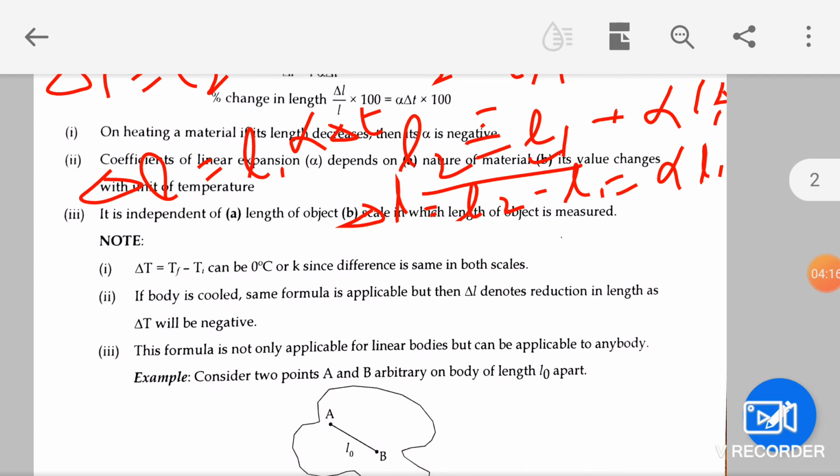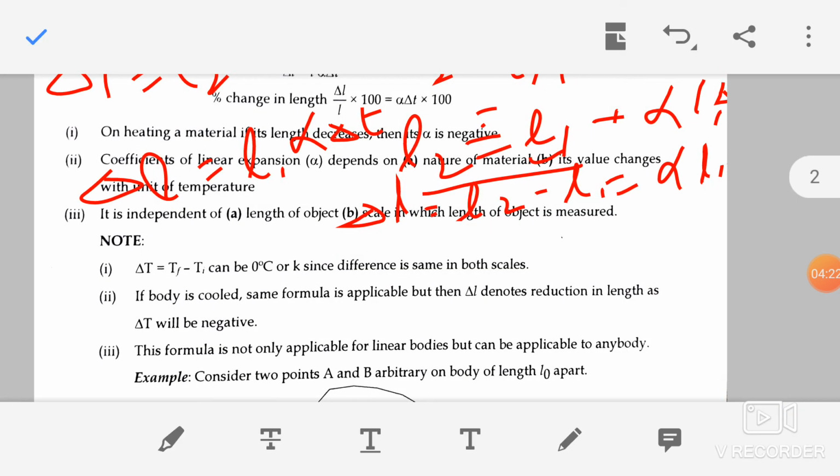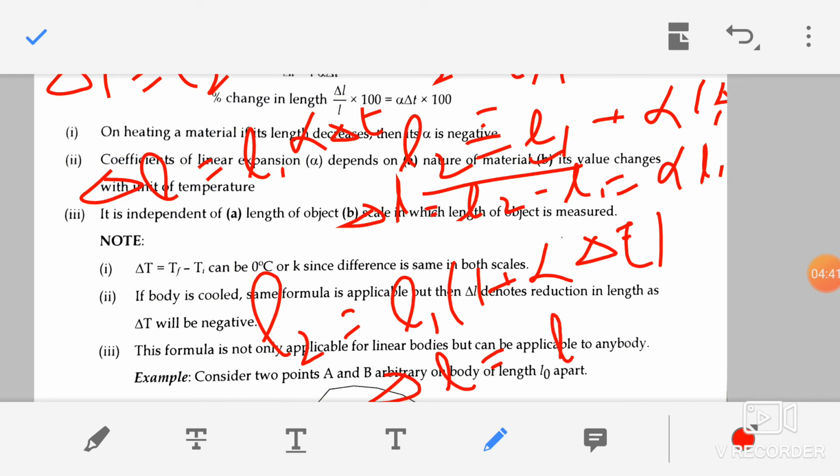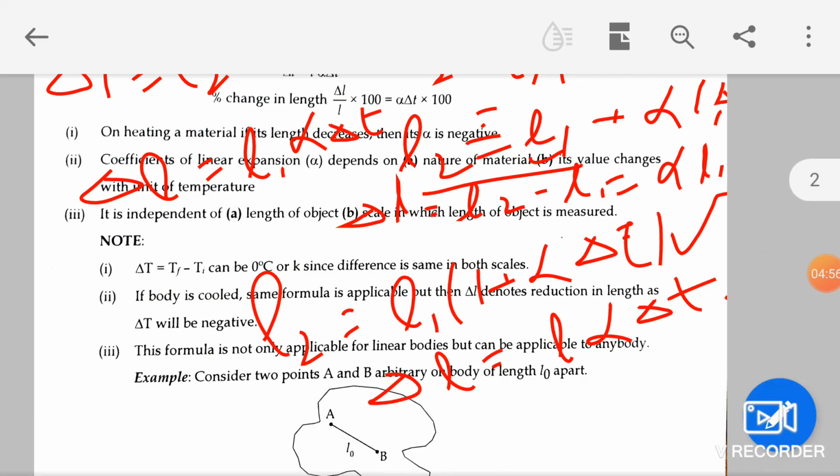You only have to remember one or two formulas. One formula is L2 is equal to L1 (1 plus alpha delta T). Another formula, derived from this formula, is delta L is equal to L, the length of the rod for linear expansion, into alpha, the coefficient of expansion, into delta T, the change in temperature. With these two formulas we can solve the illustrations.